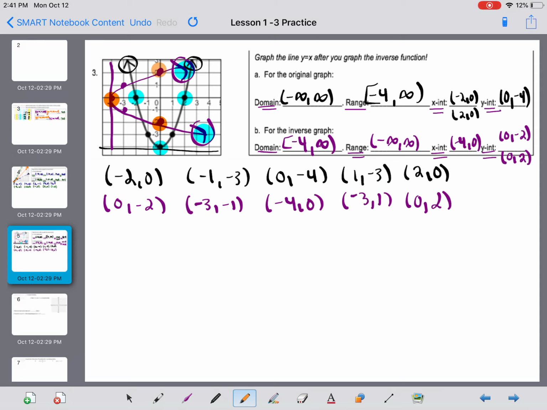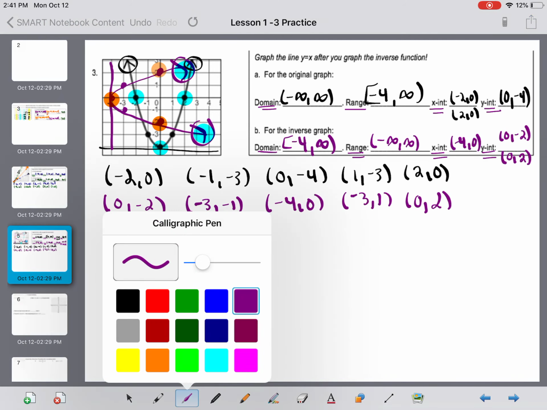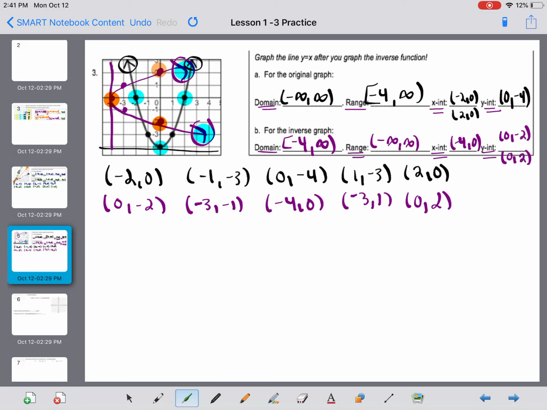If you notice, the original graph was a function, and our inverse is not a function.